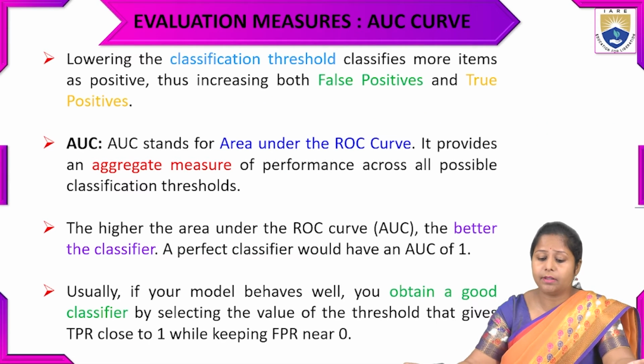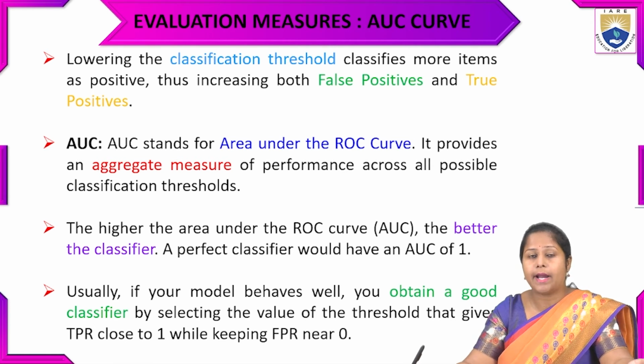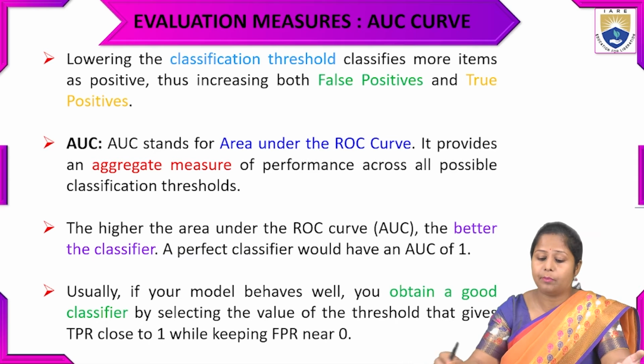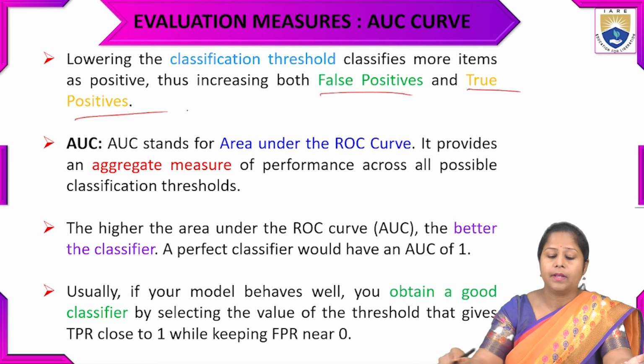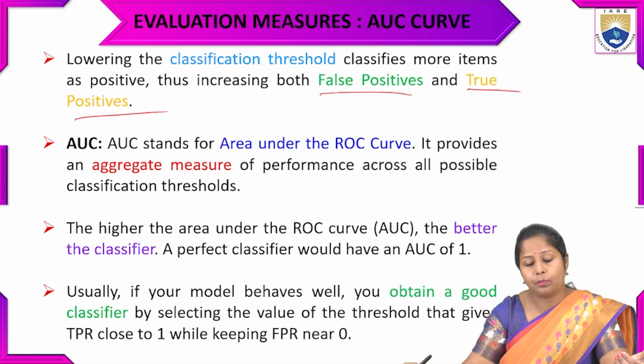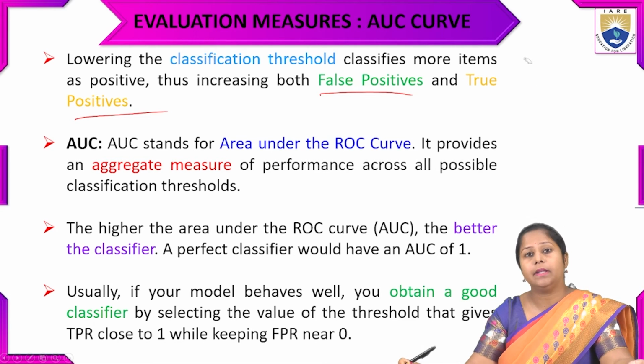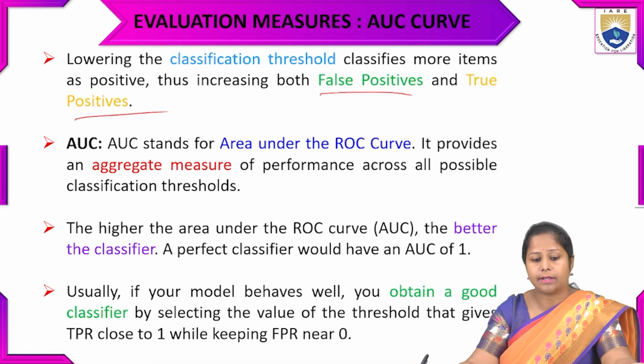Lowering the classification threshold, if we have set the threshold at 0.7, classifies more items as positive, increasing both false positives and true positives. So lowering the classification threshold has that effect: it classifies more items as positive, so both false positives and true positives increase. That depends on what threshold we set in the model.